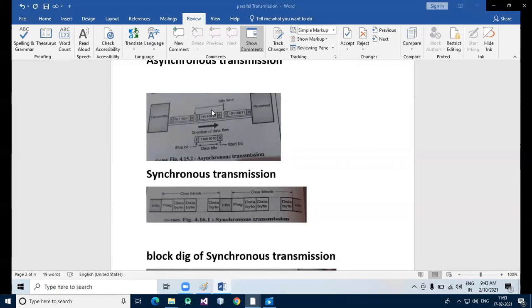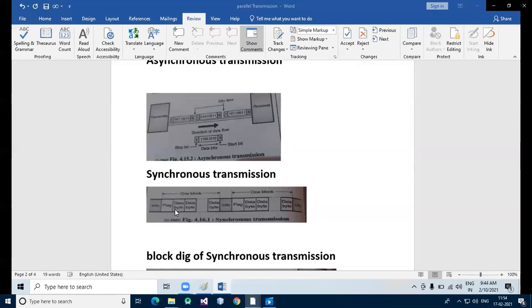Now synchronous transmission. Synchronous transmission is carried out under the control of a common master clock. Here the bits which are being transmitted are synchronized to a reference clock. No start and stop bits are used. Instead, the bytes are transmitted as a block in a continuous stream of bits.